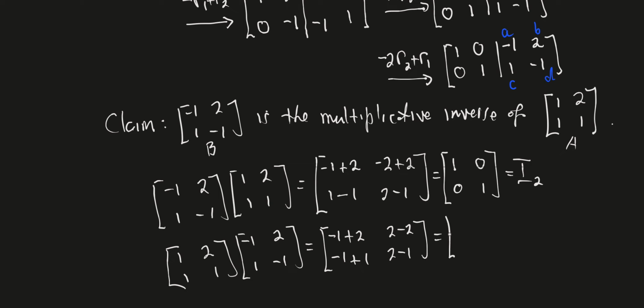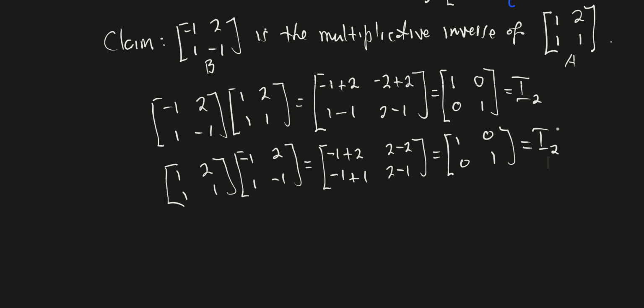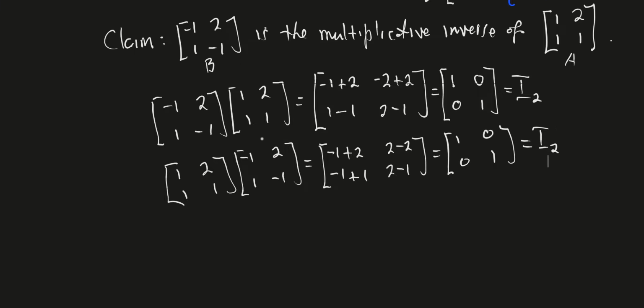Now, pop the champagne, right? So we have this, and that's our identity. So we found it. We found the mystical unicorn that is the multiplicative inverse of this matrix, right? I told you it was going to be quite the journey, but hopefully the destination has made it all worthwhile.